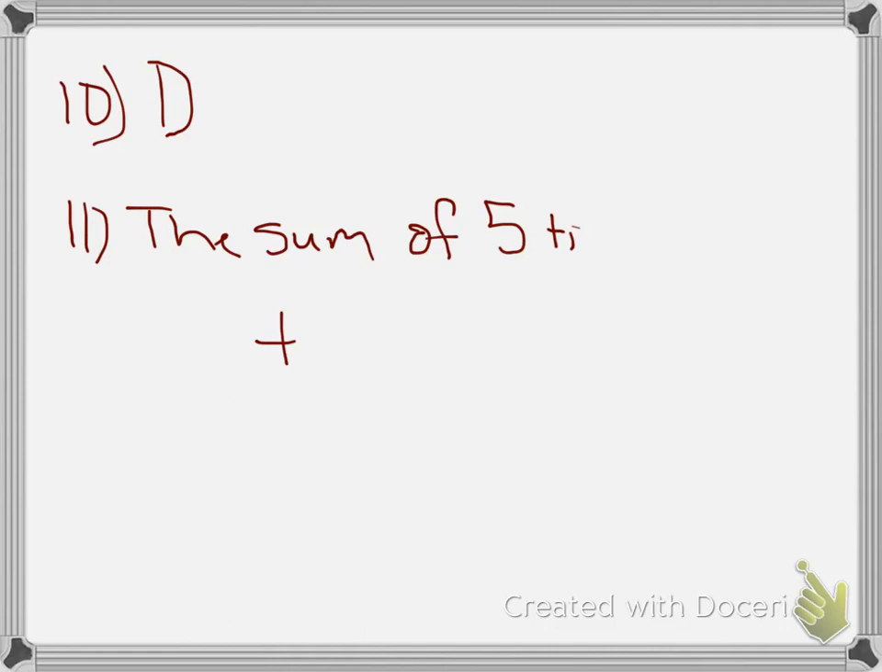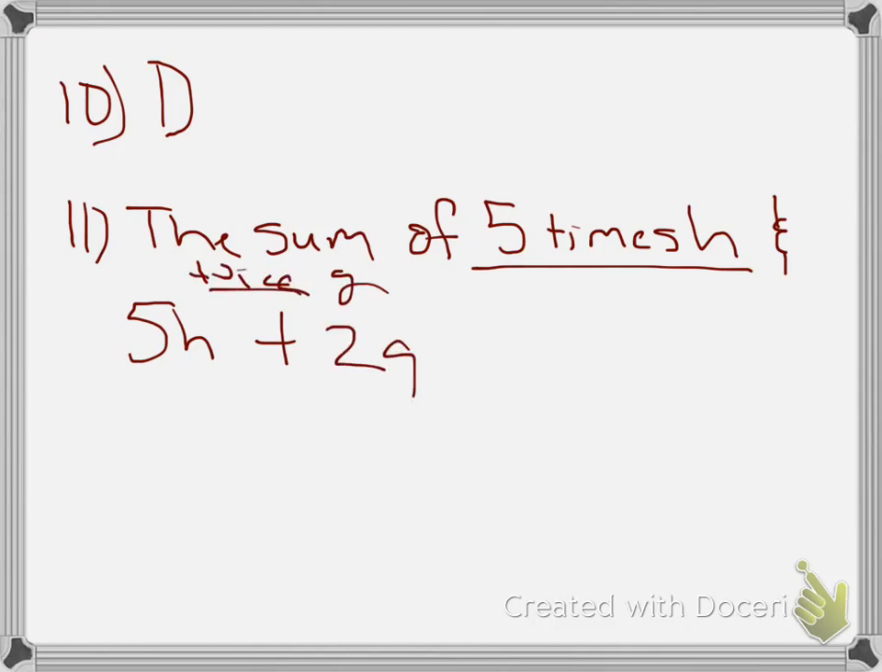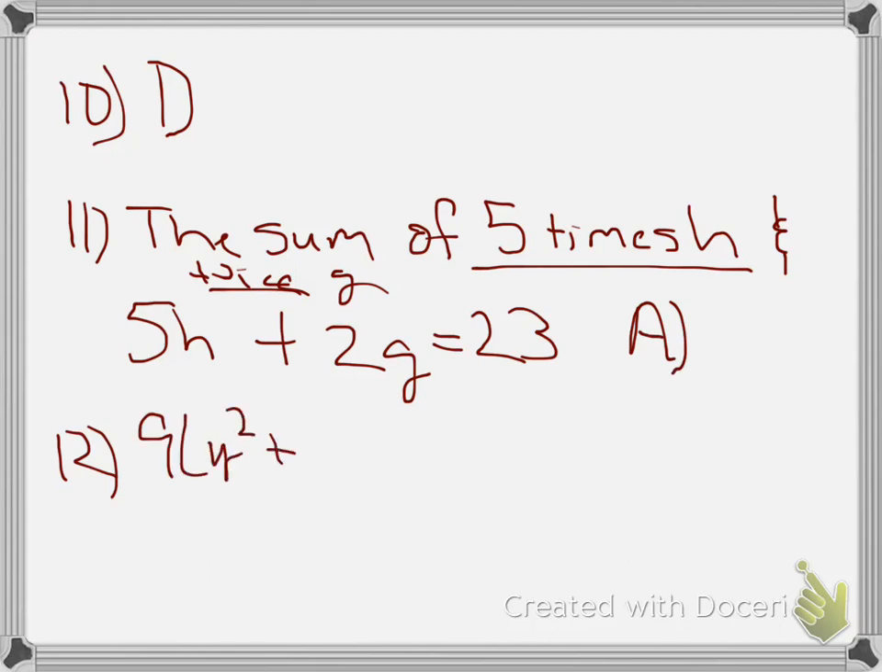Notice number 11, kind of like this one. The sum of 5 times h and twice g. Okay, so sum means plus. 5 times h means 5h. Notice I'm not putting parentheses because I don't need to. Twice g means 2g. And so the answer there is A.